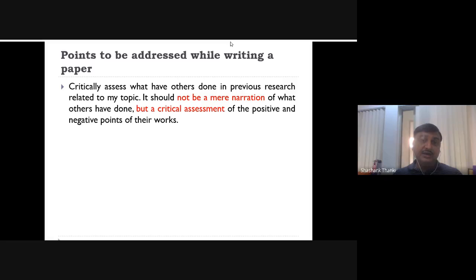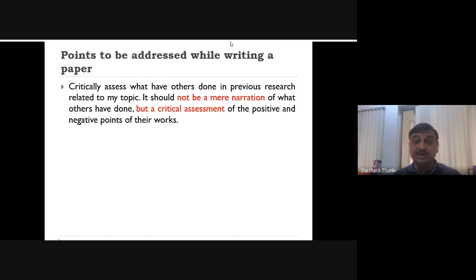One, critically assess what others have done in previous research related to my topic, and this is where we talk about the literature review. It should not be a mere narration. Generally, authors just narrate that author X performed this experiment like this, and these are their outcomes. Author Y used this material, this was the methodology, these are their outcomes. But that is not enough.